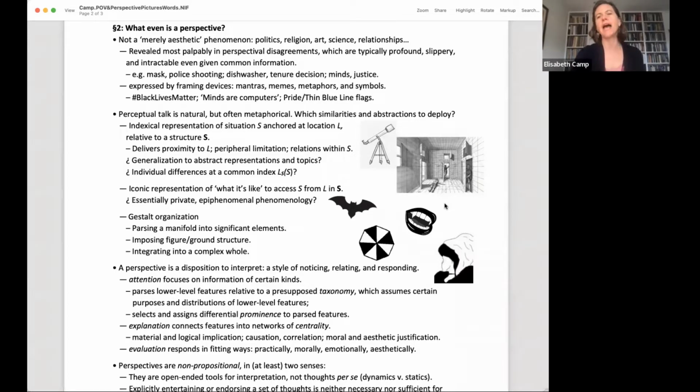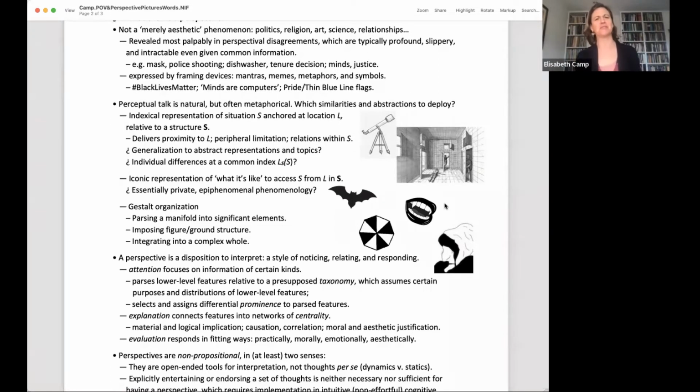disagreements. I take it that perspectival disagreements are situations in which we have a common body of information and yet a very different, persistent disagreement in interpretation. They typically have the character of being very deep, and there's a feeling that they're slippery, that it's hard to pin down exactly what the disagreement is. For that reason, they're difficult to resolve.